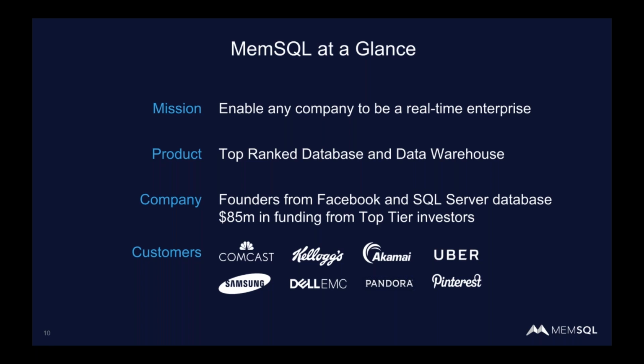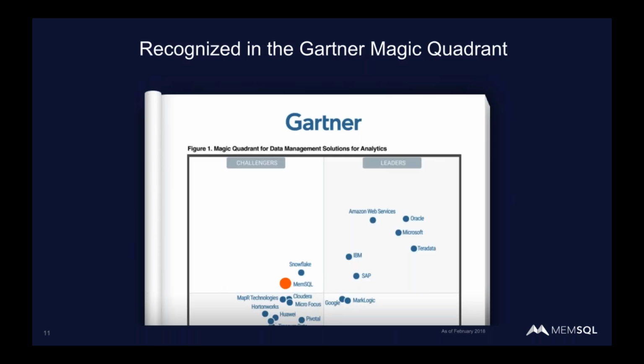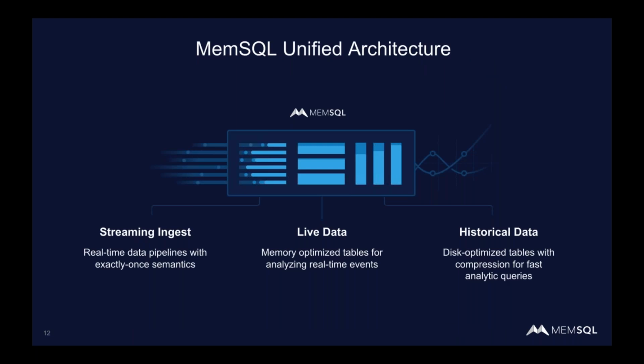You can see the customers that we have here. We've got a number of large Fortune 100, 500, as well as digitally sophisticated companies like, for example, Uber, Pinterest, and Pandora. We have been recognized by Gartner as being a very strong challenger in the data management solutions for analytics. That's essentially their data warehousing workload report. So you can see this placement that came out just recently.